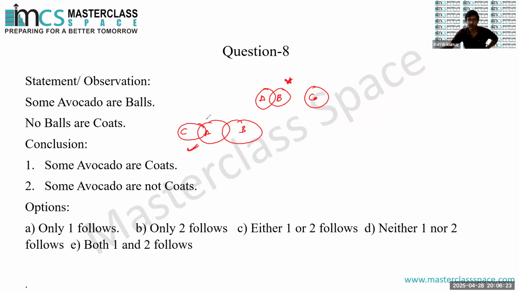Right? It is true in this, but it is not true in this. Some avocados are not coats. It is true in this, but it is not true in this. So individually, both of them are wrong. But when looked at together, either this should happen or this should happen, right? Either some avocados will be coats or some avocados will not be coats. So in this case, either one or two follows.